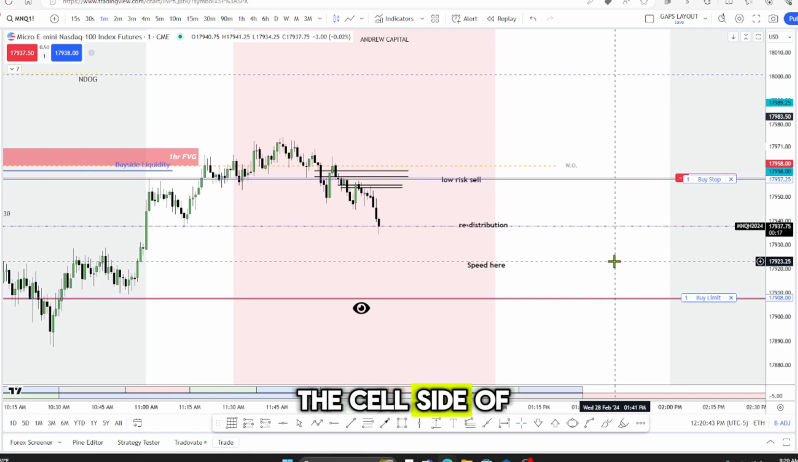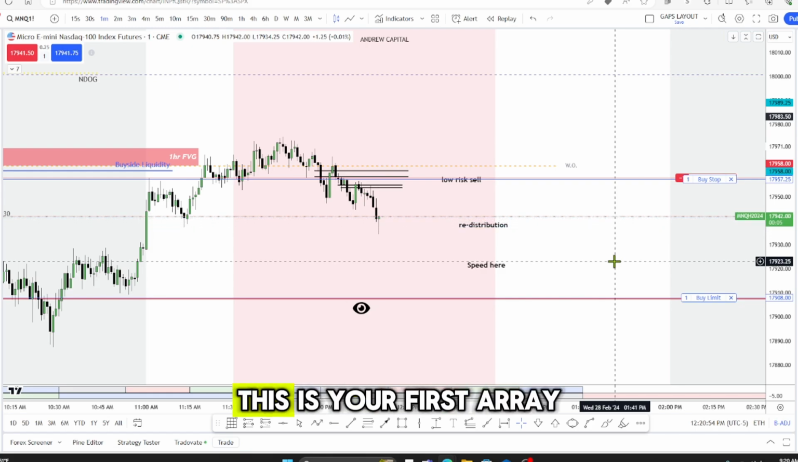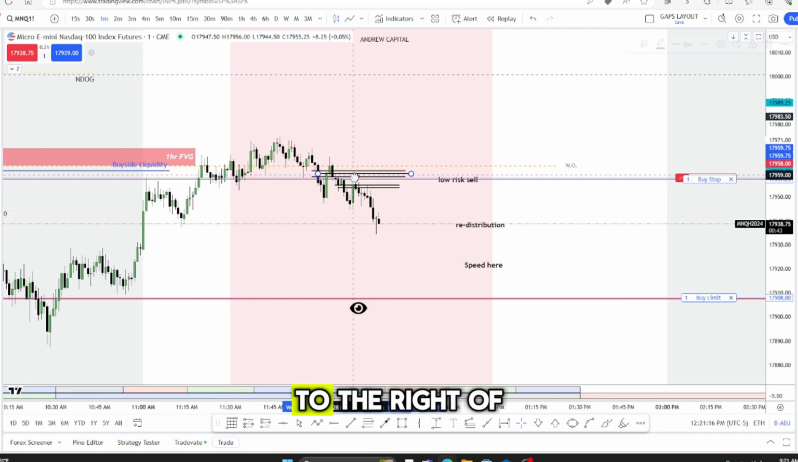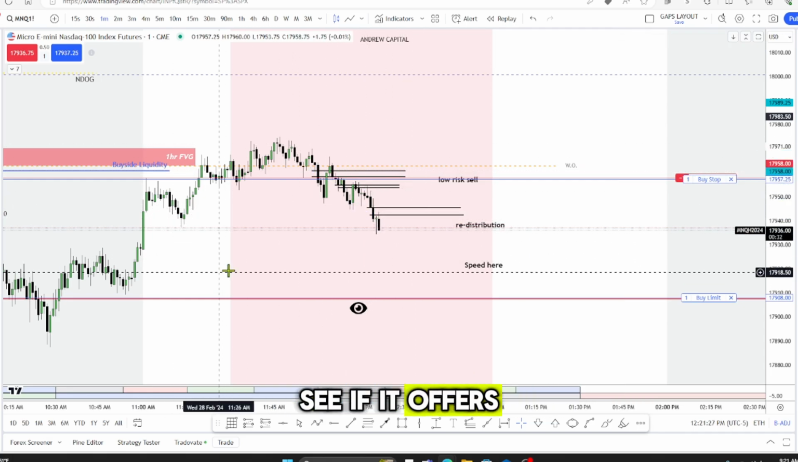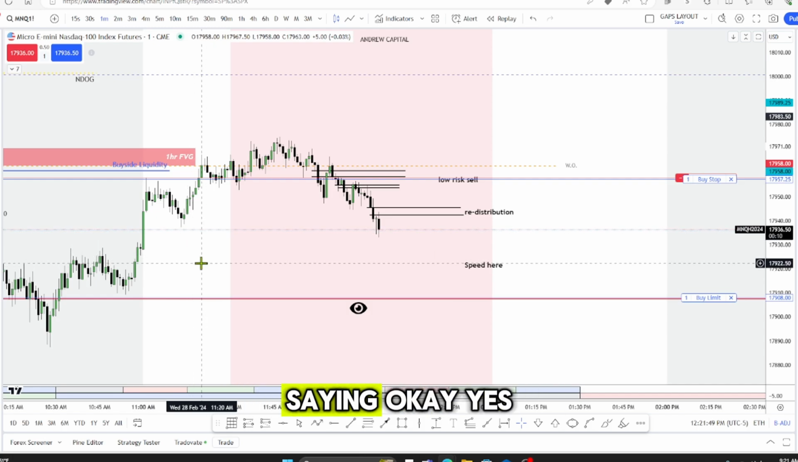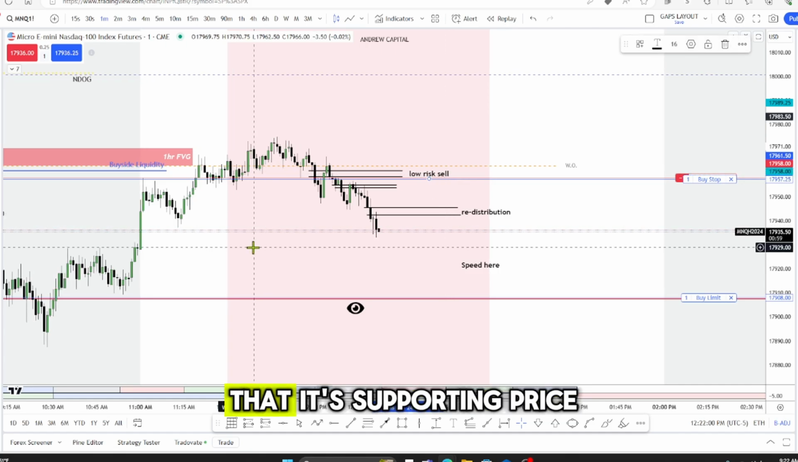Using what's on the sell side of the curve, to the left of the lowest low, this is your first array. Carry it over to the buy side of the curve, which is anything to the right of the lowest low here. See if it offers what? Support. The market does what? It rallies, creating the signature with the body saying, okay, yes, the bodies are suggesting that it's supporting price.